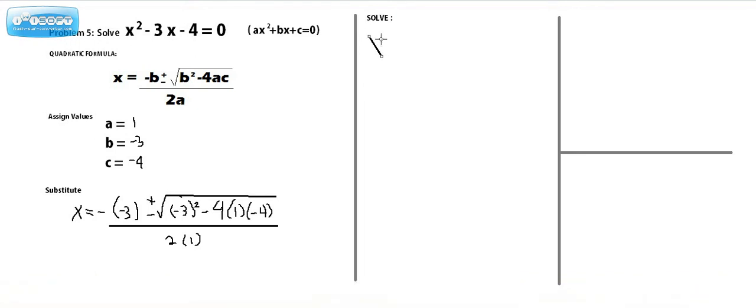So let's try to solve. That would become x is equal to negative 1, since there is no number, so it's understood to be 1, negative 1 times negative 3. Multiplying negatives will give you a positive answer. That would be 3 plus or minus the square root of negative 3 squared. The square of a negative is always positive, so that would be 9 minus 4, and then multiply a and c, which is 1 and negative 4. That should give you a negative answer of negative 4.